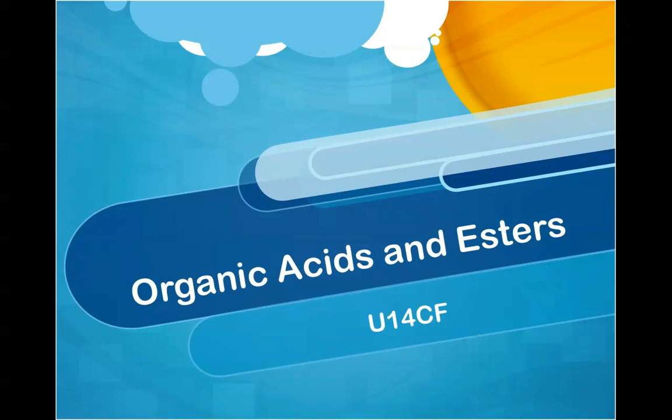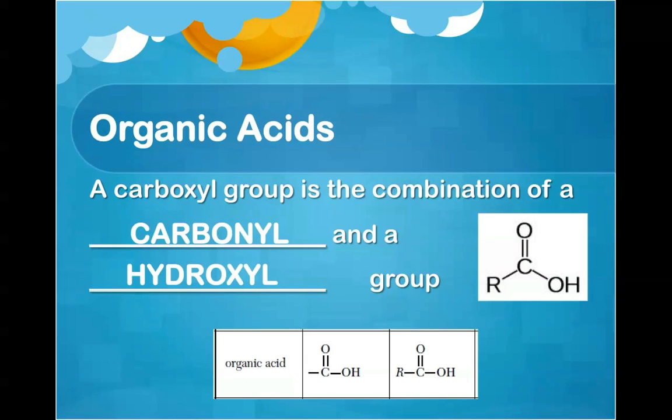All right, in concept F, we're going to be using table R to name and draw organic acids and esters. Organic acids have what we call a carboxyl group, which is the combination of a carbonyl and a hydroxyl group. So we have a double bonded oxygen, and on the same carbon we have a hydroxyl group, an OH. So this, as you can see, because of the placement, has to always be at the end of a chain.